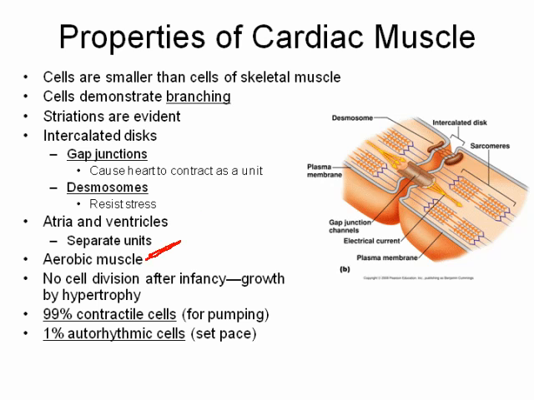The heart is highly aerobic. It uses a great deal of oxygen. So of course this is going to affect the energy supply that it can use as well. There is no cell division after infancy. The growth is purely by hypertrophy. So you can get cells getting larger, but you can't get new cells. And within the heart, 99% of the cells are contractile.